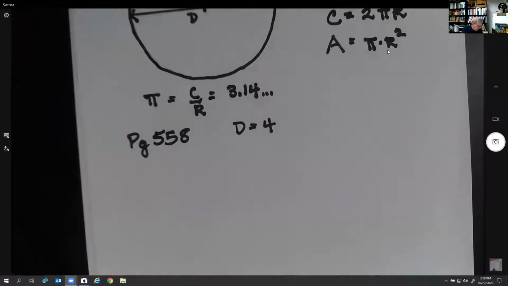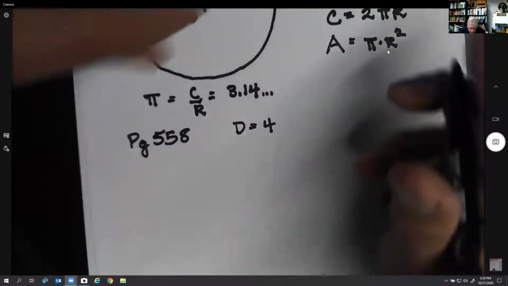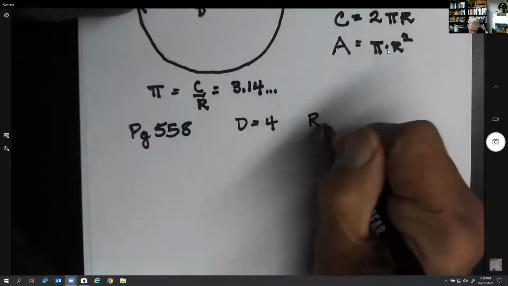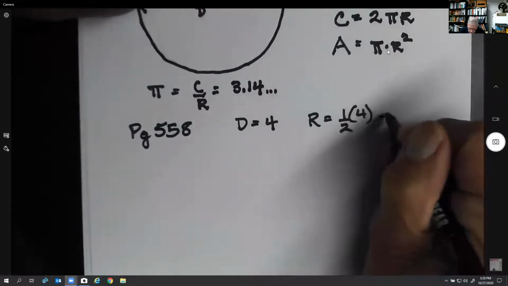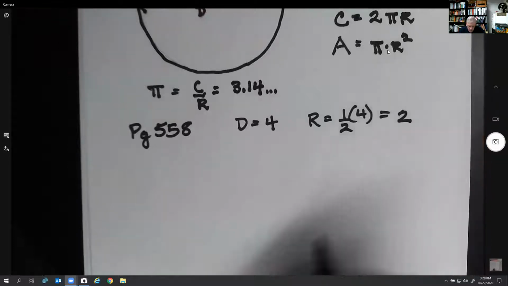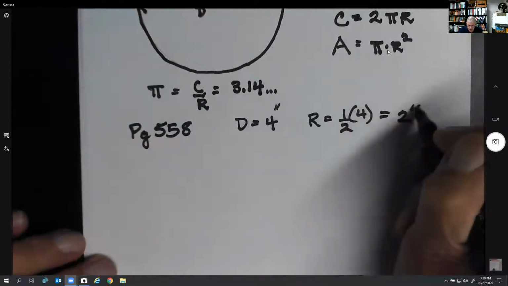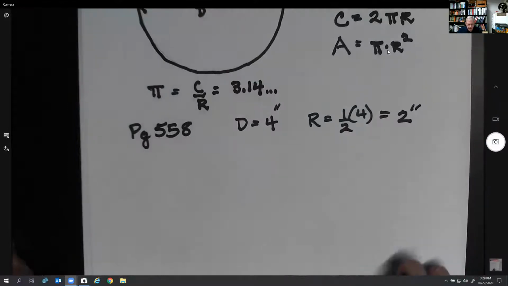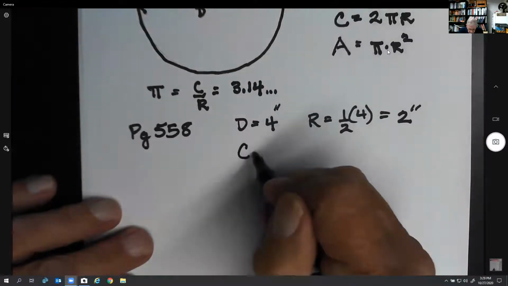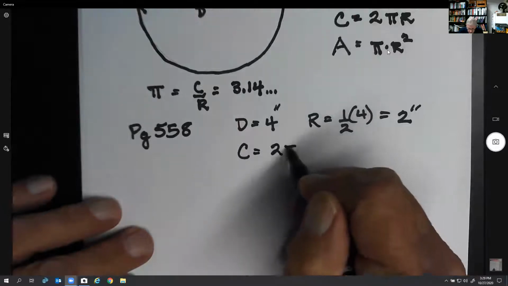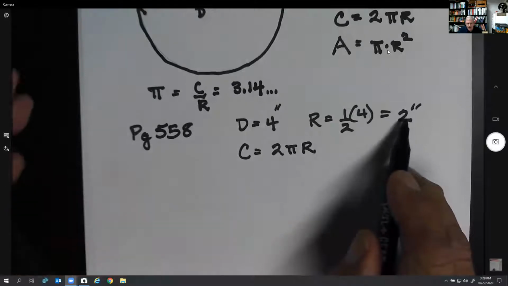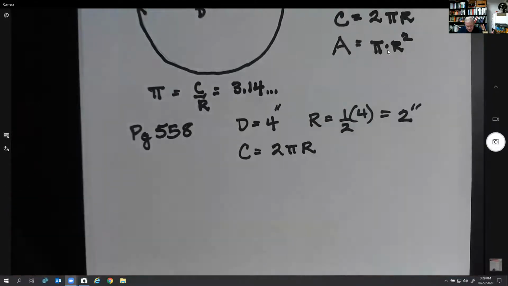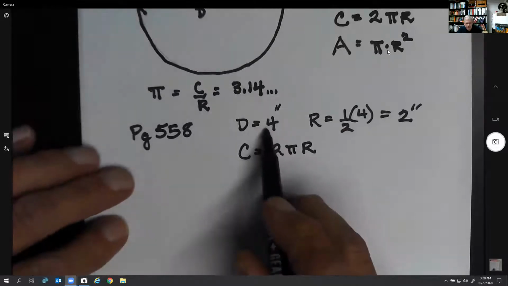The radius would be half of that. It's half of 4, which is 2. So if this was in inches, this would be 2 inches. Okay, the circumference is equal to 2 pi r. So if you have the diameter, you want to find the radius, just cut it in half. Divide it by 2. Same thing. You can just divide this by 2.